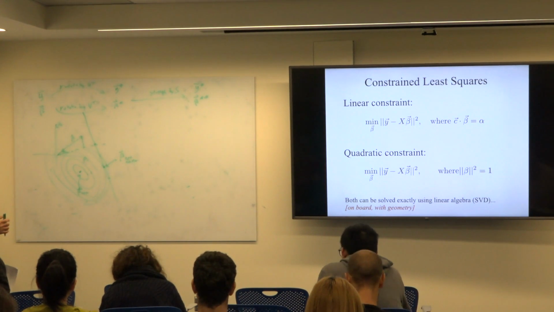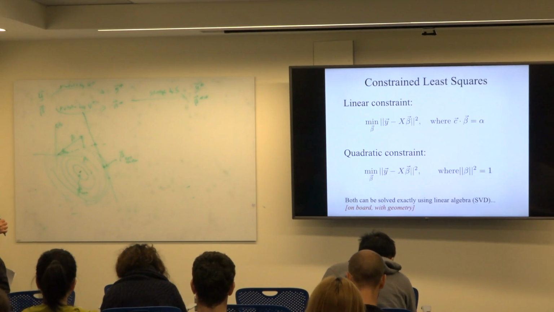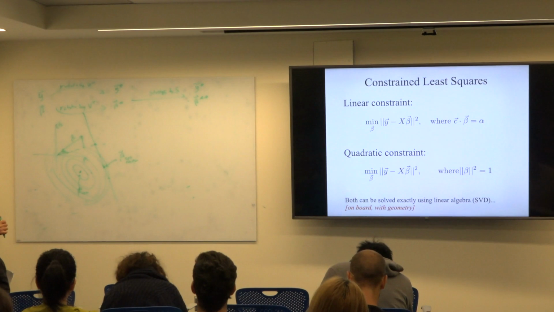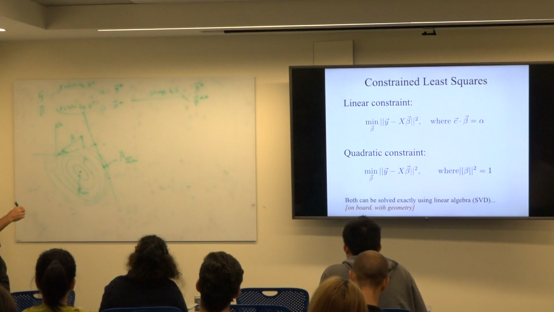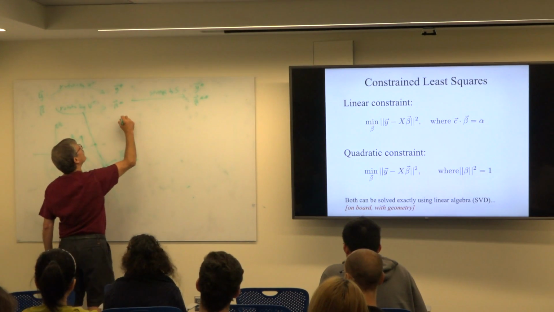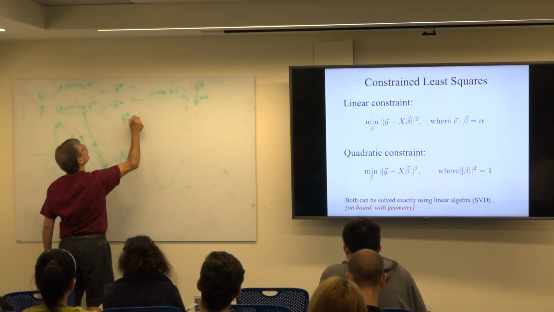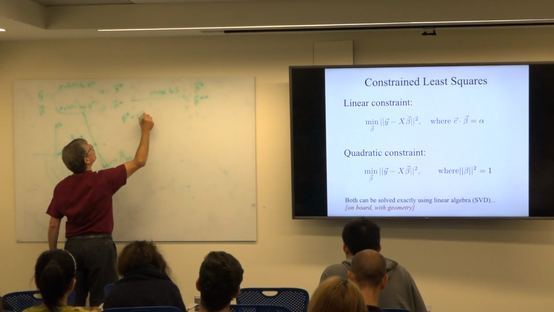So now let's go over to beta star. So beta star said that I'm going to rotate the betas by V transpose. In other words, beta star equals V transpose beta.